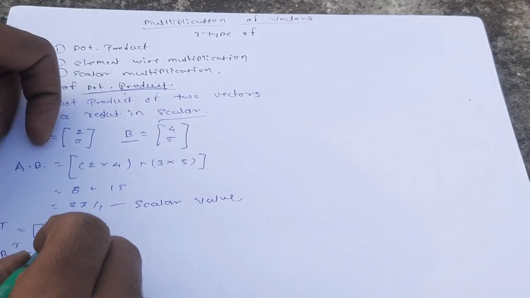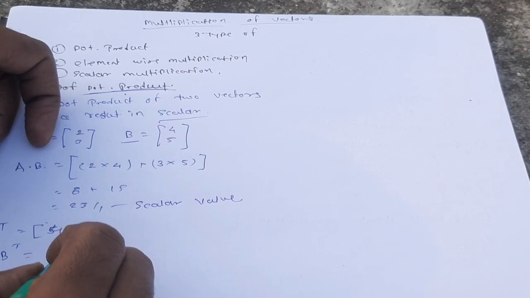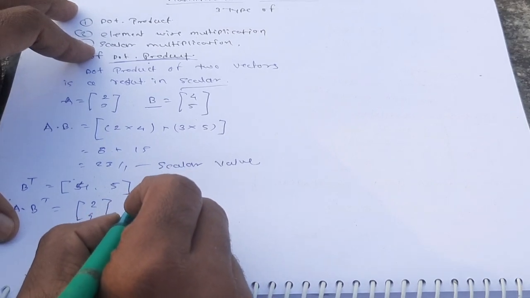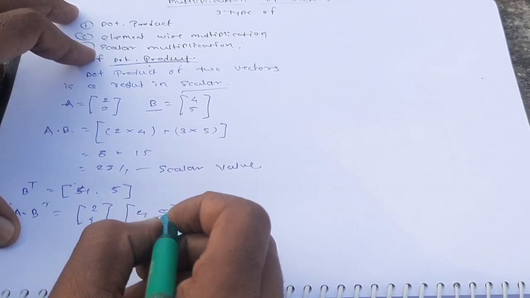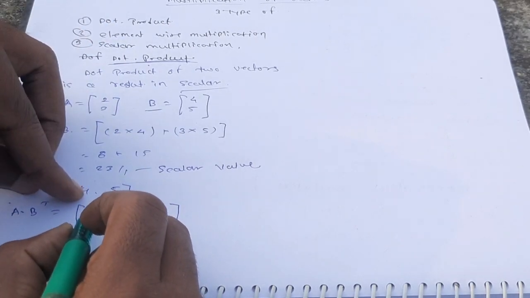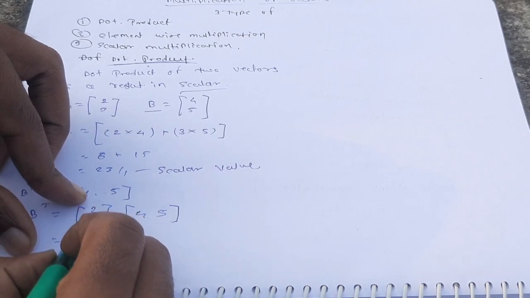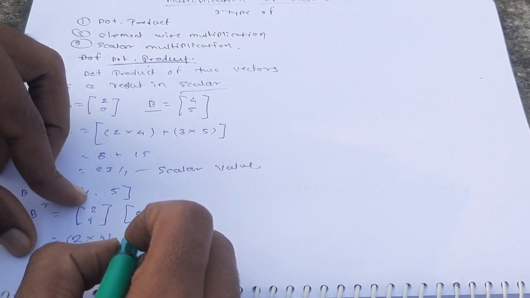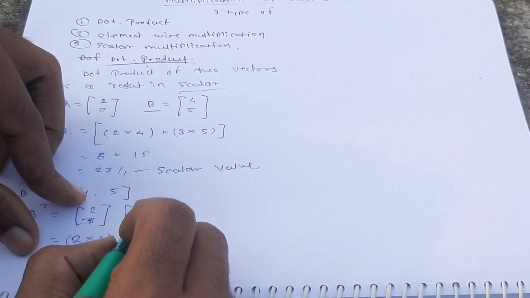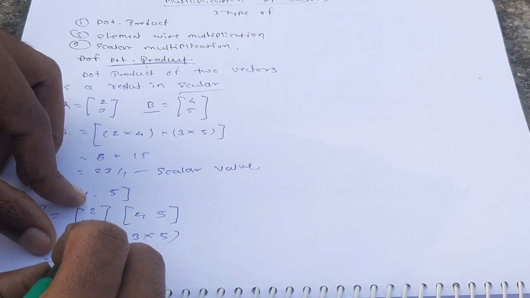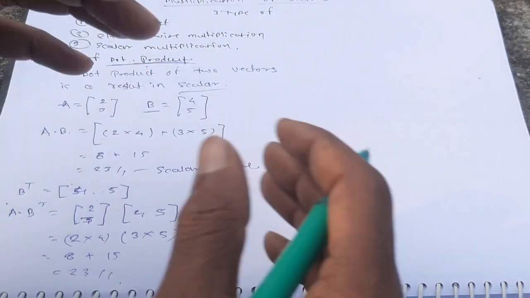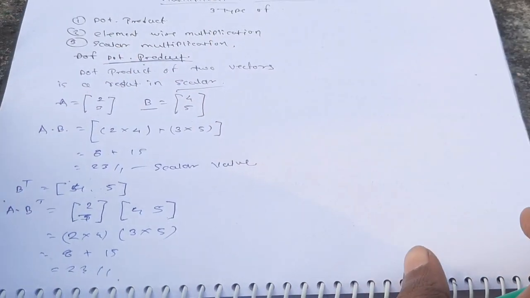The transpose of the b vector is nothing but 2 and 4, and 4 and 5. So the same as before, row times column: 2 into 4 is 8, and 3 into 5 is 15, the same answer. 8 plus 15 is 23. So if you take the transpose of any vector, the result is also the same, right?